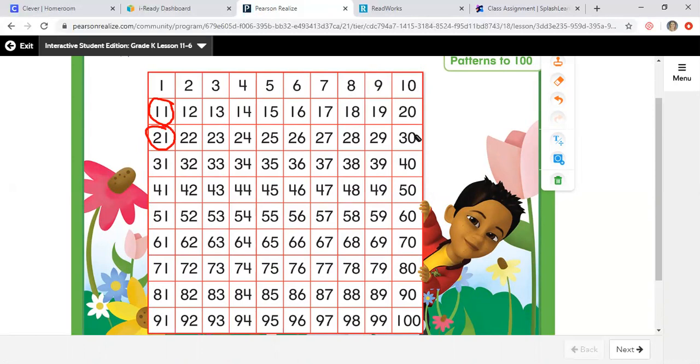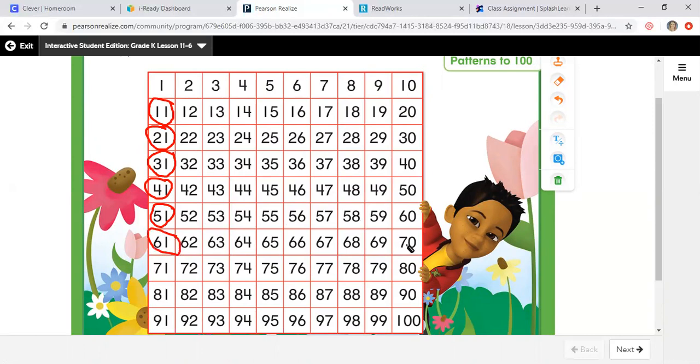All right, next decade number, number 30. What comes right after 30? Good, 31. Great job if you're saying it right before me. What comes after number 40? 41, right? And what comes after 50? 51. And then our next decade number is 60. What comes after 60?